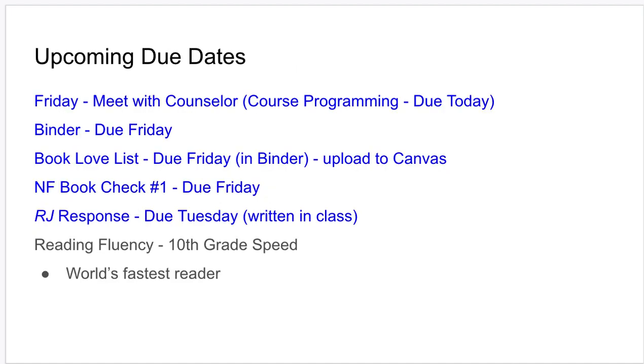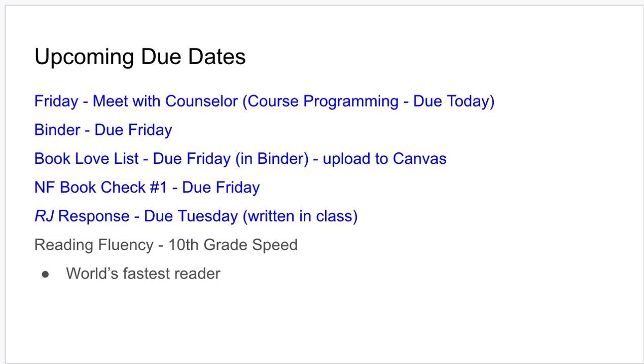Upcoming due dates. Friday, we will report to class, and immediately Ms. Hightower will escort the class to room 341 to meet with their course programming counselor. Yellow sheets should have already been turned in to the teacher. Binder. Ms. Hightower will complete a binder check for Friday.